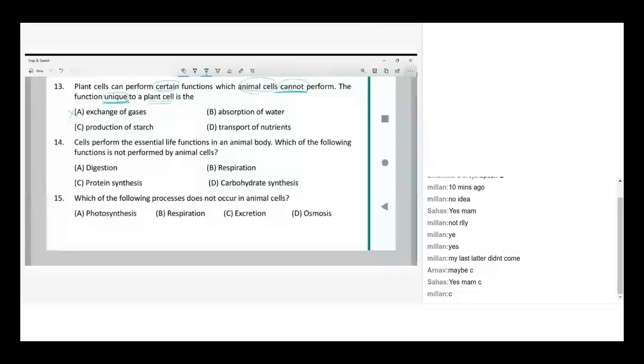Then, go for the second. Absorption of water. Now see, absorption of water, can animal cells do it? Can they absorb water through their surface? Is it possible? Can we, human beings, part of the animal system, absorb water, or do we take a glass of water and ingest it? Absorption of water, is it possible for any animal cell?